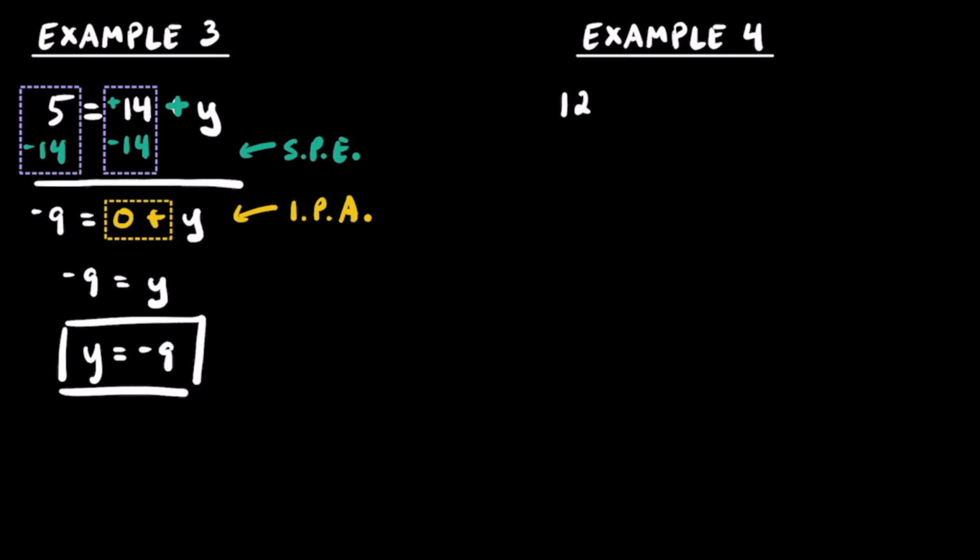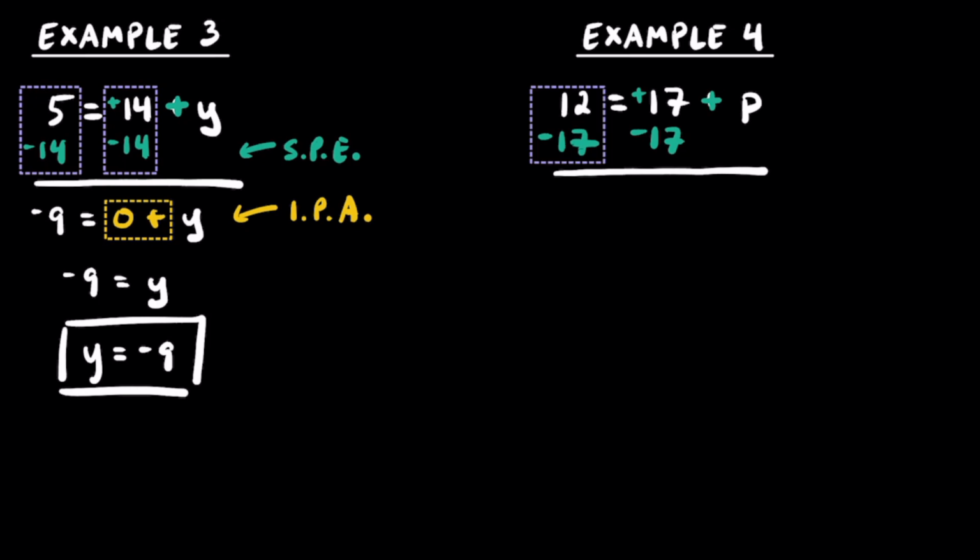For example 4, let's try solving the equation 12 is equal to 17 plus p. Our operation is addition, and the 17 is positive, and to solve for p, we're going to have to go ahead and subtract 17 from both sides of the equation to get p alone.